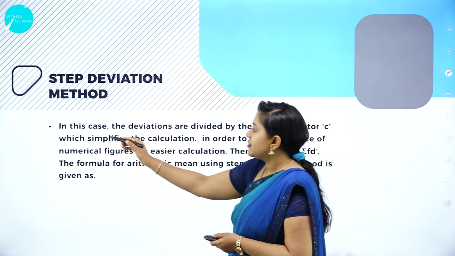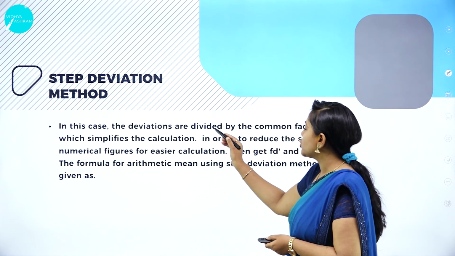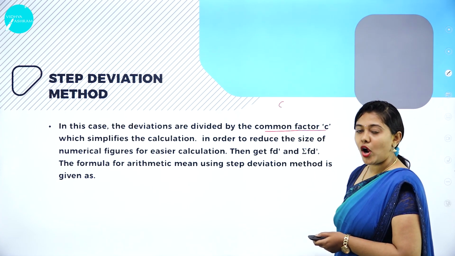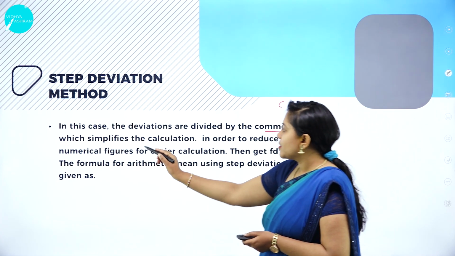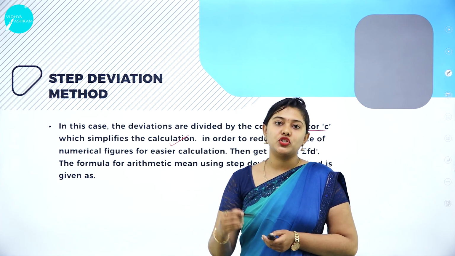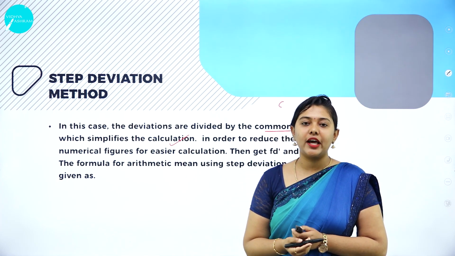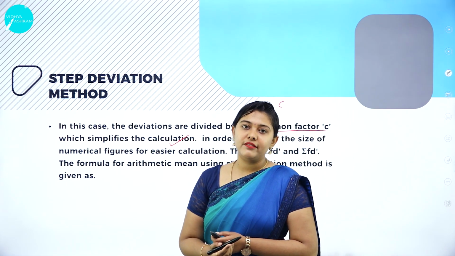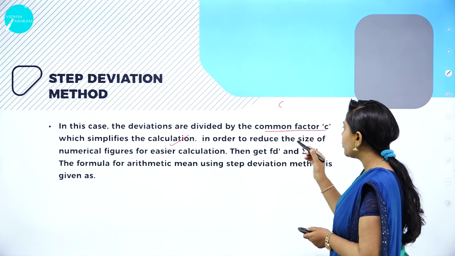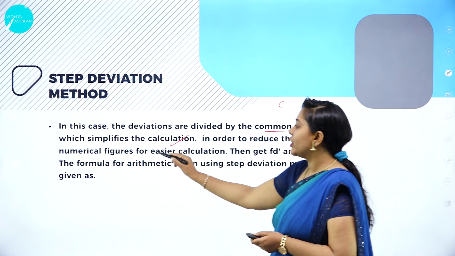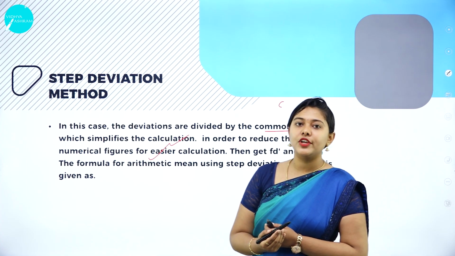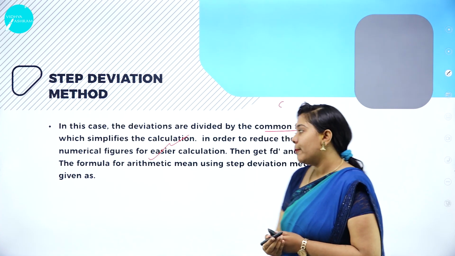Step deviation method: in this case the deviations are divided by a common factor. So here C stands for the common factor, which simplifies the further calculation. To again simplify the further calculation, for an easy methodology, we use the step deviation method. In order to reduce the size of numerical figures, for easy calculation, all these methods are used in order to find the mean.